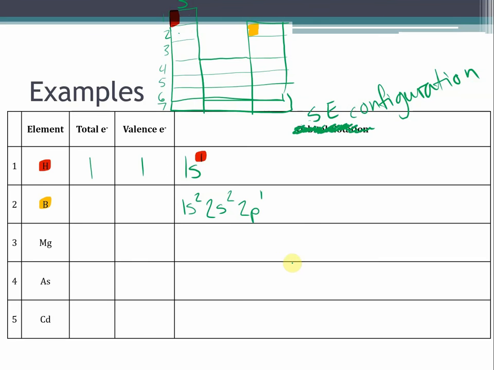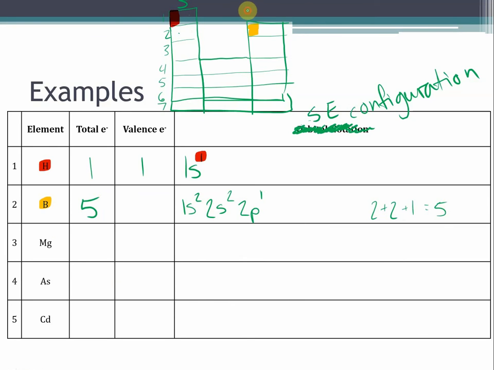So 2p1. You also know you're done when your superscripts add up to your total number of electrons. Boron has 5 electrons, and 2 plus 2 plus 1 is 5. So we have 5 electrons here, 5 electrons here. We are all set. Let's go ahead and highlight those valence electrons.